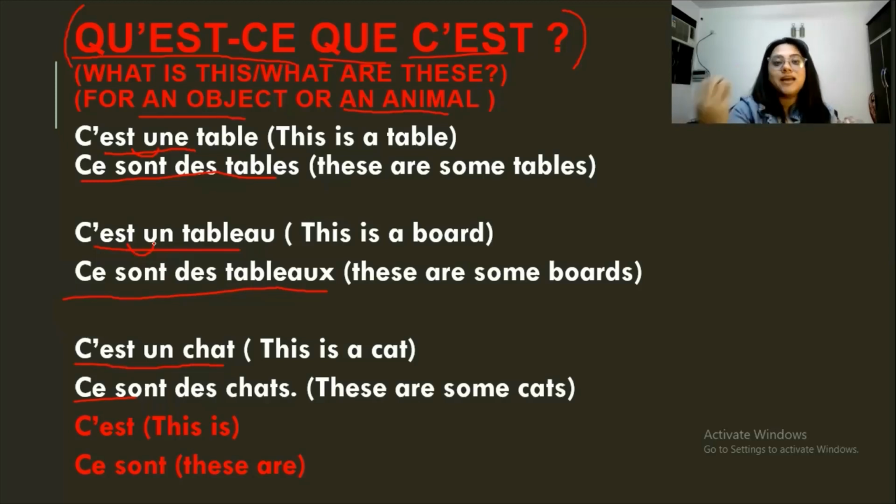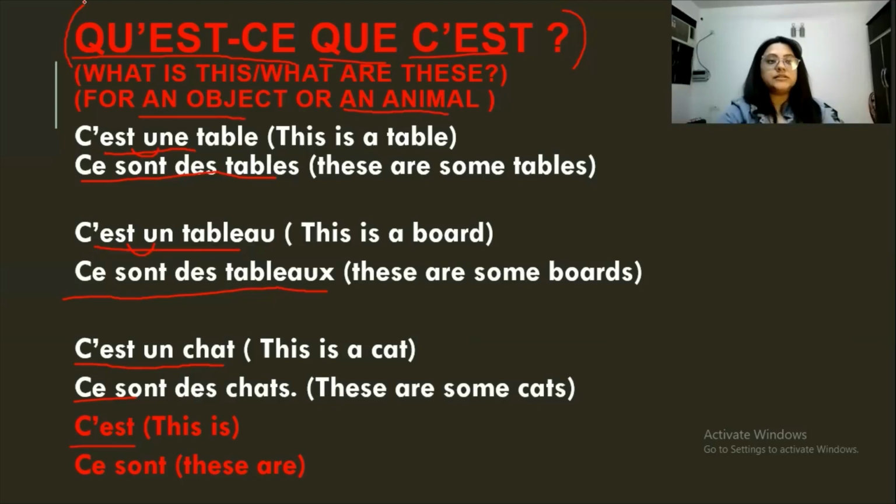Now, also understand that c'est is, this is. You can say anything. For example, c'est un stylo. And if I want to make it plural, I will say ce sont, which means these are. Ce sont des stylos. Très simple.